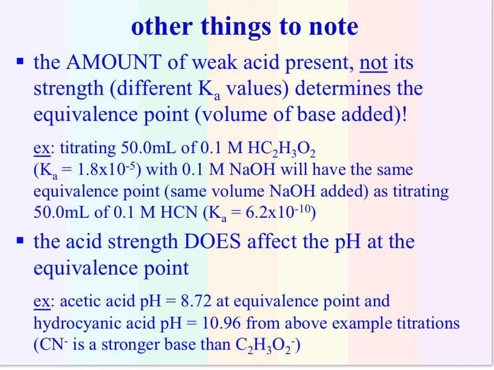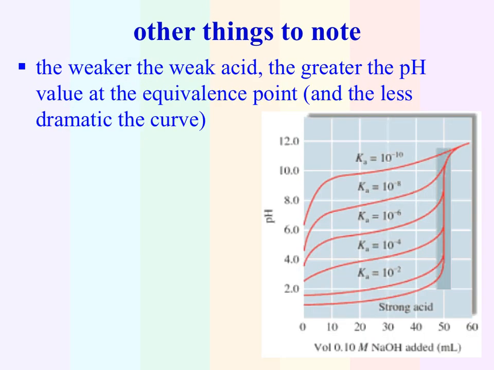However, the acid strength for these weak-strong titrations does affect the pH at the equivalence point. Because remember, we're using the Ka values for these specific reaction types, and your pH value is going to be related to the Ka value you plug into that equilibrium expression. So if we look at acetic acid and hydrocyanic acid, notice that their pH values are different at the various equivalence points. Other things to note: the weaker the weak acid, the greater the pH value at the equivalence point.